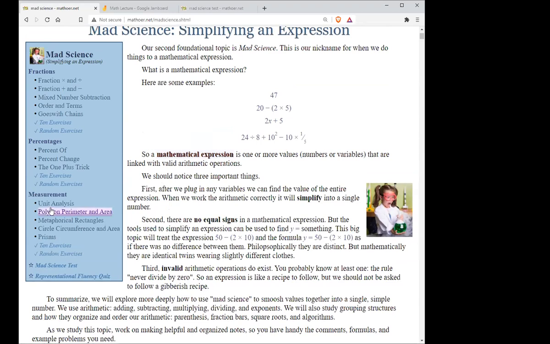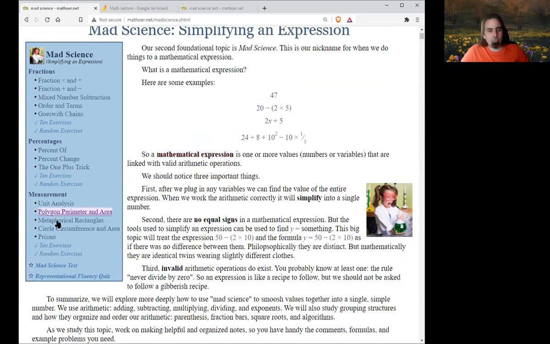So the measurement has a few things that are somewhat similar and somewhat different from each other. Unit analysis is its own thing, and that was what Brandy asked about specifically, so we'll spend time there. The polygon formulas for perimeter and area are not really related to unit analysis, so we will go over them if you need me to. Metaphorical rectangles is about polygon area. And then circles are very similar with just their own formulas.